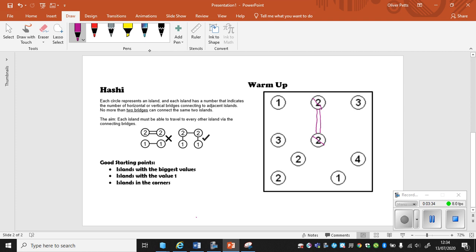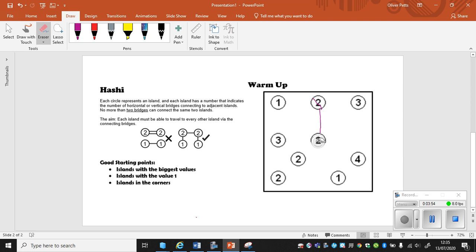Which means that the people who live on these islands won't be able to travel to any of the other islands. So I must have made a mistake. As I've already mentioned, it needs to be possible once all your bridges are drawn in for you to travel from any island and get to any of the other islands.